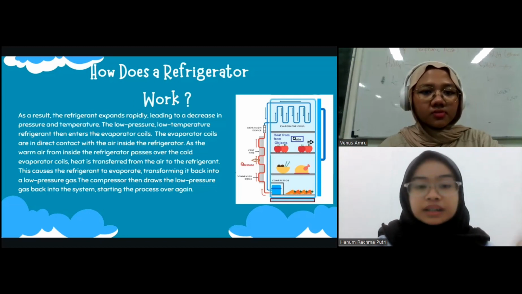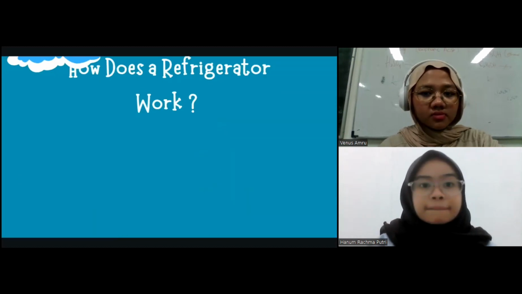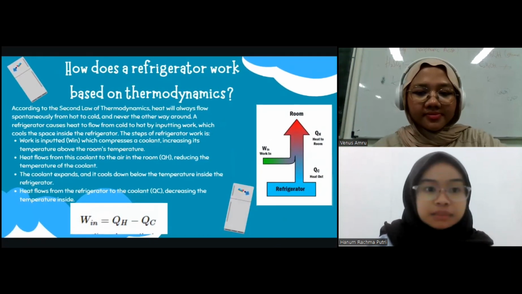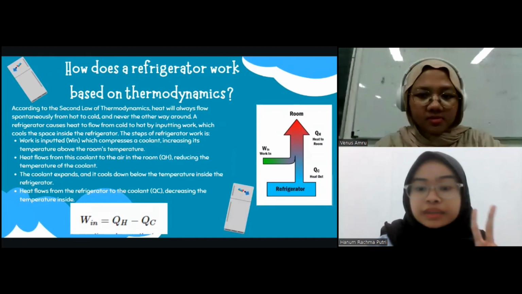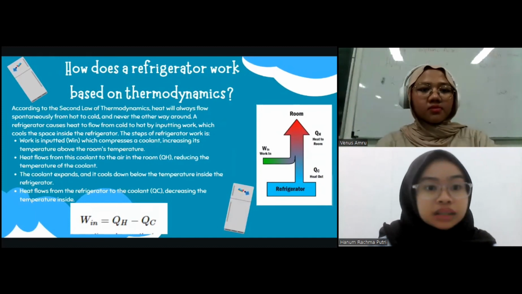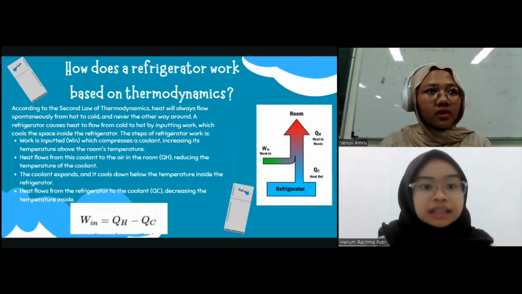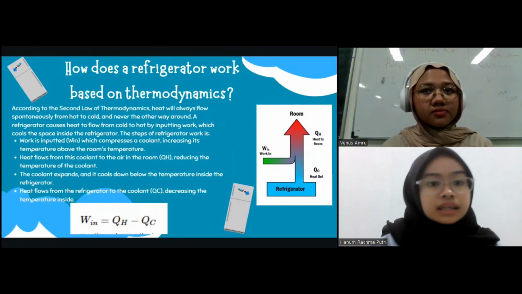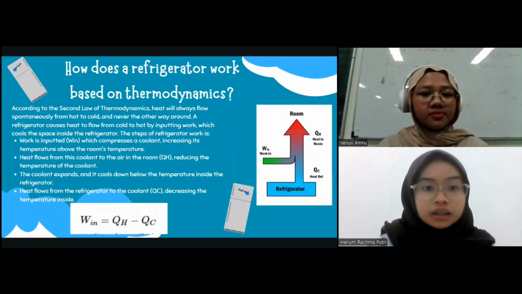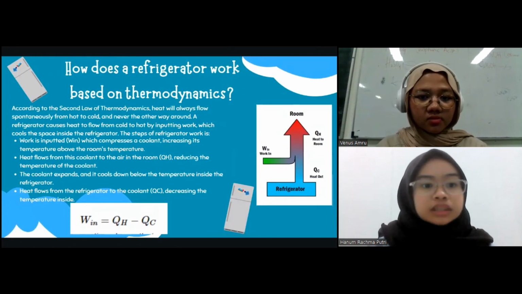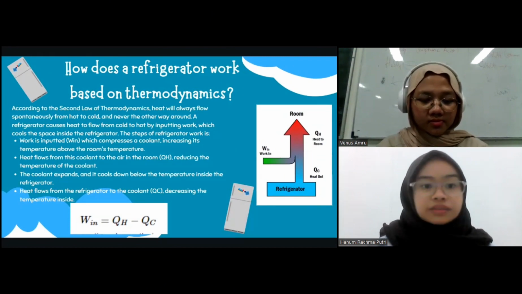And next, we are going to talk about how a refrigerator works based on thermodynamics. According to the second law of thermodynamics, heat always flows spontaneously from hot to cold and never the other way around. A refrigerator causes heat to flow from cold to hot by inputting work, which cools the space inside the refrigerator.